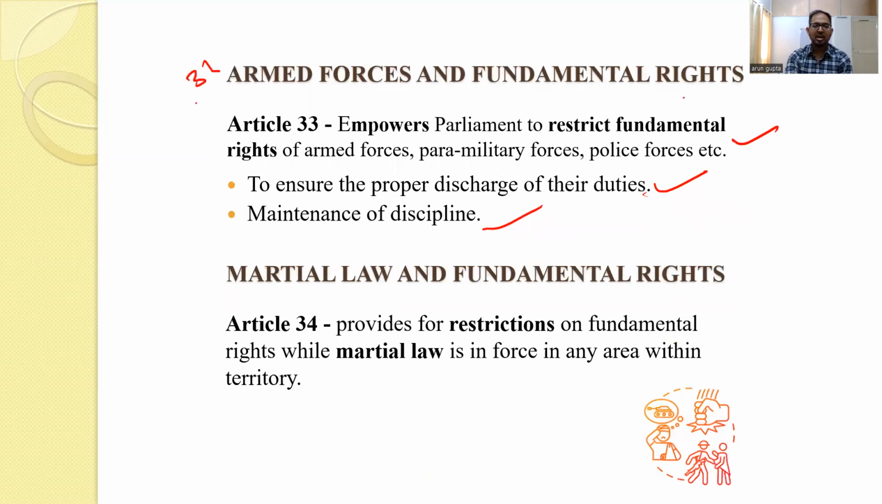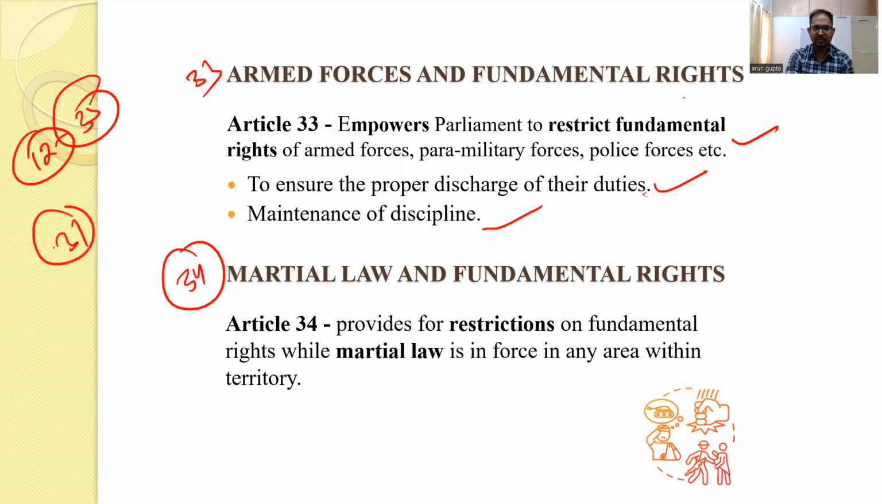Then Article 34, martial law and fundamental rights. If there is martial law within any area or within the country, then there can be some restrictions on the fundamental rights. Although all the above fundamental rights are not absolute, and there are reasonable restrictions, as I have told you, we will be covering them in separate small videos because this video will be too long. Today our main purpose is to understand what the fundamental rights are from Article 12 to Article 35, excluding Article 31, which was repealed by the 44th Constitutional Amendment.